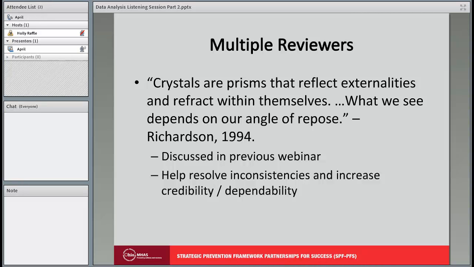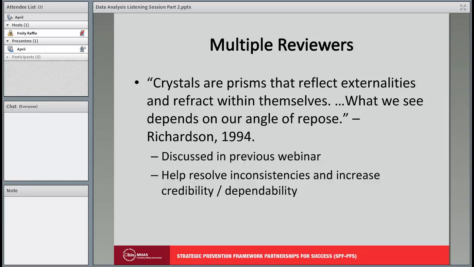I want to bring up another thing that we talked about in the first webinar again, just as a reminder, and that is the idea of using multiple reviewers. So I thought this quote from Richardson really captured the purpose of using multiple people. Crystals are prisms that reflect externalities and refract within themselves. What we see depends on our angle of repose.